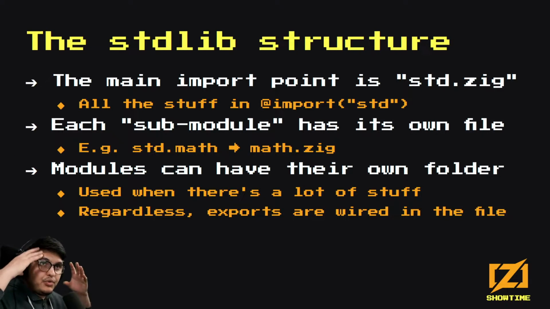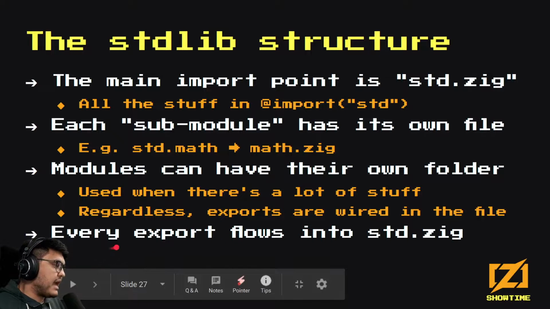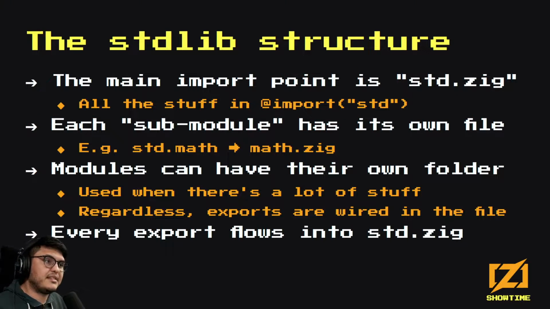So this allows you to understand that you don't have to navigate everything, but you have to make sure that the main files are the first thing that you check. And to wrap everything up, be aware that every export has to flow from wherever the declaration is, maybe inside a file in a subfolder, to its own main file, and then into std.zig. So this gives you an idea of how things are organized in a hierarchical way.